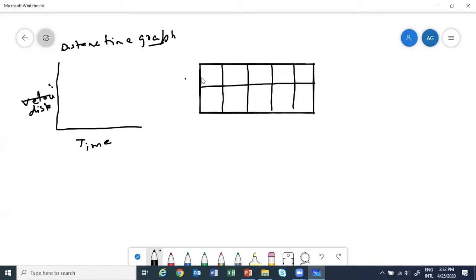So we can say that distance is s and time is t. If in 1 second, 1 meter, then 2 meter in 2 seconds, 3 meter in 3 seconds, 4 meter in 4 seconds. Or we can say here 3 meter in 1 second, then 6 meter in 2 seconds, 9 meter in 3 seconds, and 12 meter in 4 seconds. So the graph is like this, and this is called uniform speed.